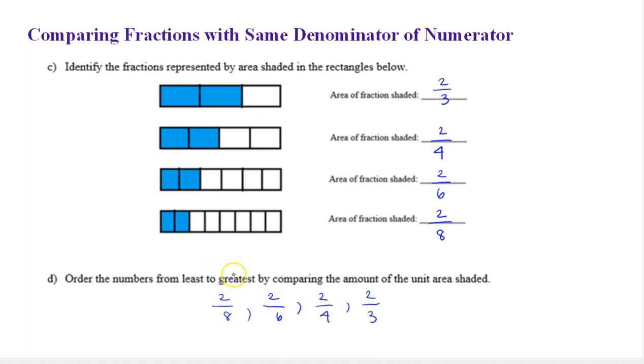So notice for all of these fractions, all of them have a numerator of 2. They have 2 pieces shaded, but they're cut into a different number of pieces. And this sometimes seems counterintuitive, but the more pieces they're cut into, the larger the denominator, the smaller the pieces are. So if we want to compare fractions with the same numerator, we want to use the idea that the larger the denominator is, the smaller the fraction is. So notice these numbers are decreasing, 8, 6, 4, 3. So let's write this general strategy.